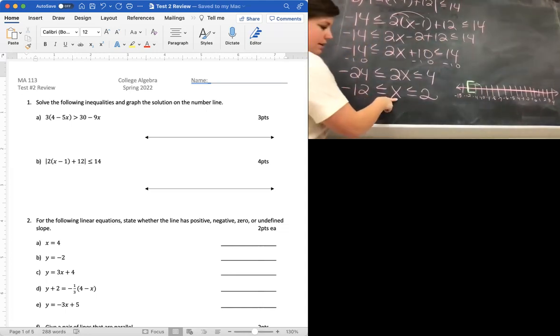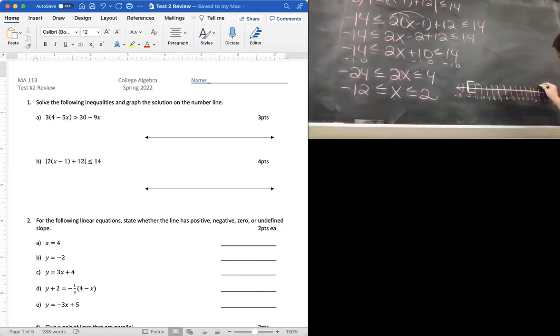But then next it says x is less than or equal to 2. So at 2, I have a bracket opening towards the left because x has to be less than or equal to 2. Notice that I'm going this way and I'm going this way. So that means I can shade in everything between those two brackets because they open towards each other.